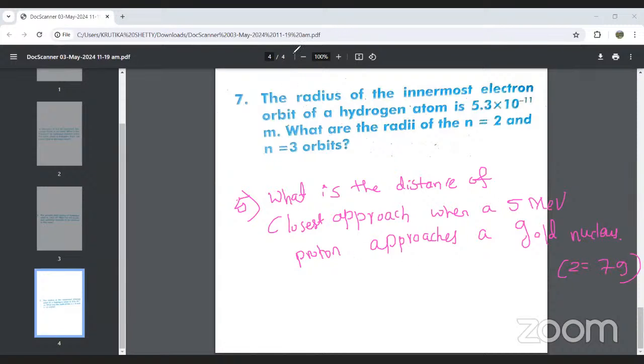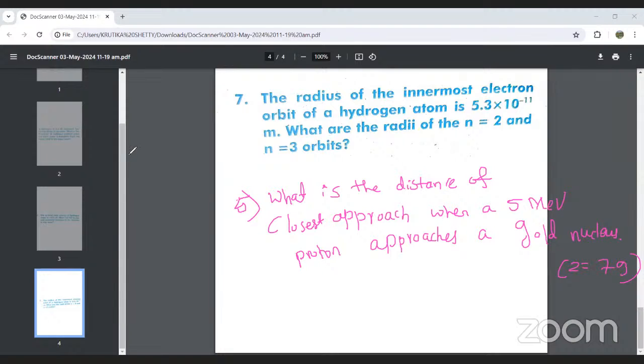So here they are asking you to calculate: what is the distance of closest approach when a 5 mega electron volt proton approaches a gold nucleus? The distance of closest approach is nothing but the value of R. As we have already discussed in the definition, at the distance of closest approach the kinetic energy of the proton is equal to the potential energy of the proton and the gold nucleus.